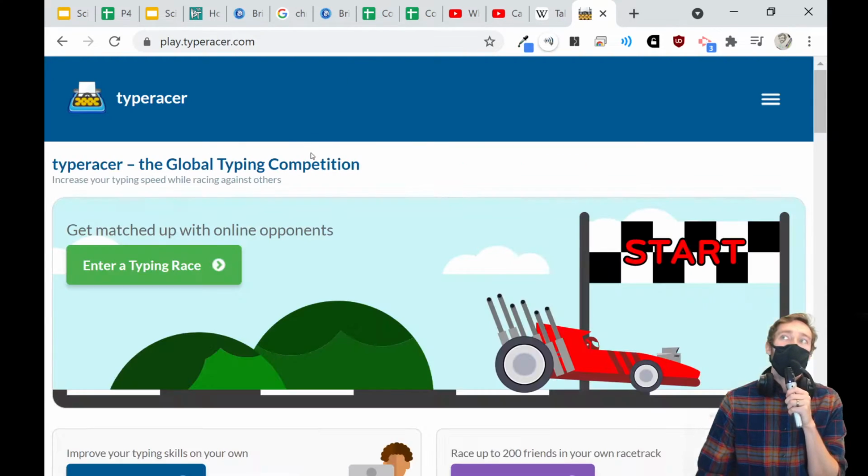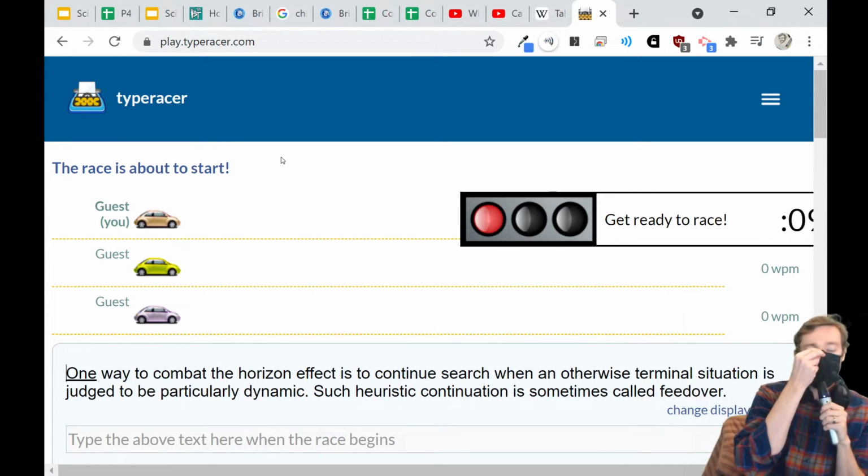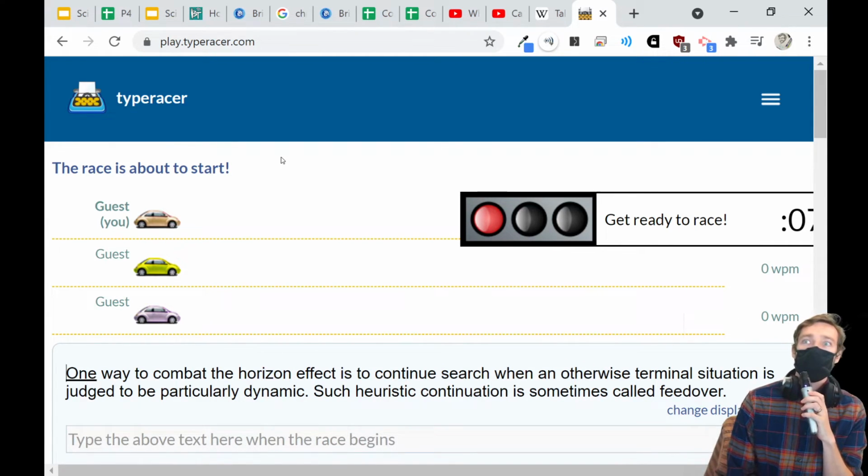So go to typeracer.com. When you go to typeracer.com, you can enter a typing race. Let me test right now. I'm going to do one. I'm not really that fast on my work PC keyboard, but let's try.